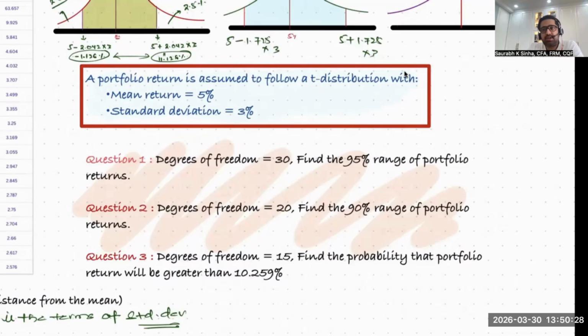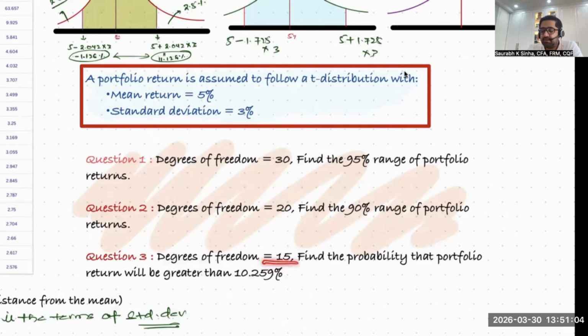Now, in this last question, we are giving you a point estimate and we are asking you to calculate the probability. In the first two questions, the probability was known, not in the tail but in the body, and you were trying to find the T statistics. Now, you're trying to find the probability with the help of a point estimate. So the degree of freedom is 15.